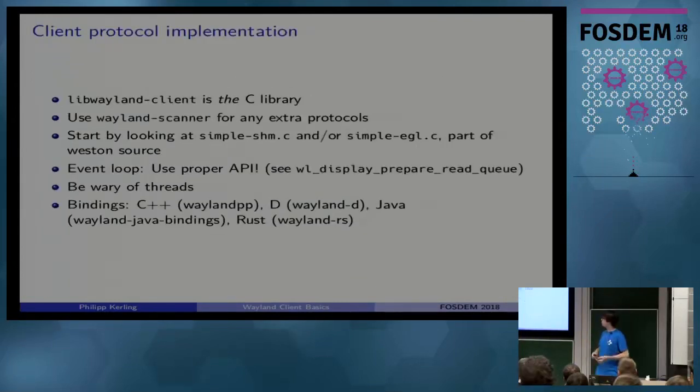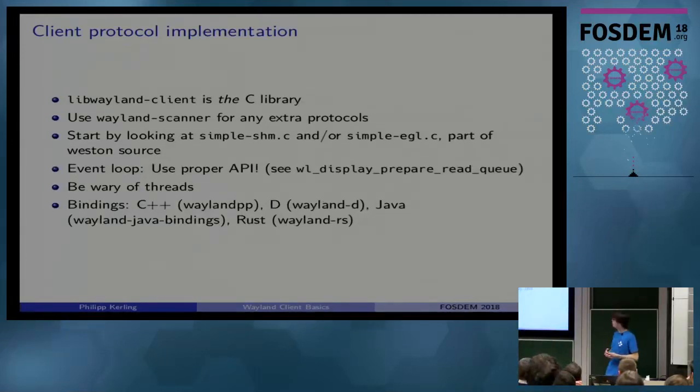How do you use that stuff actually in C? Because I've not shown you any code, I guess. There's the C library, which is called libwayland-client, and all the other stuff is currently built on top of that. So it's like xcb or Xlib. And if you're coding in C, then you should be using that. There's not really an alternative.